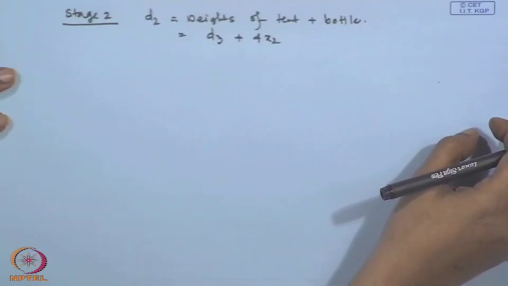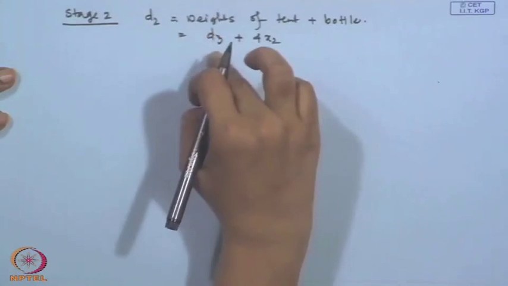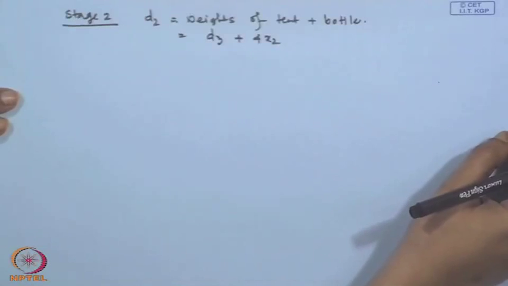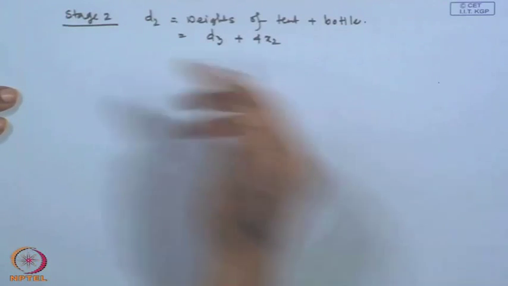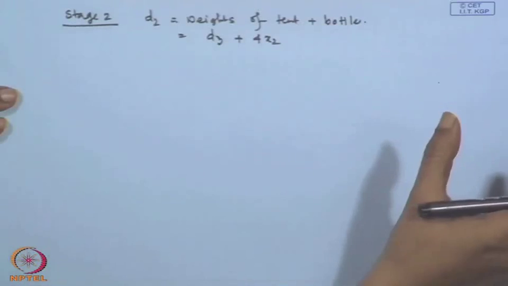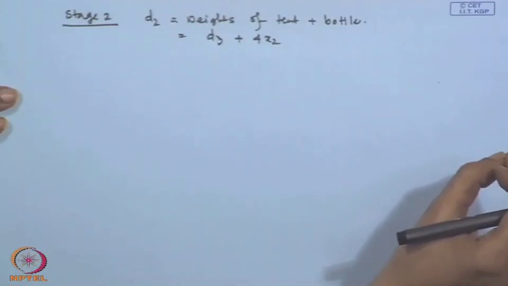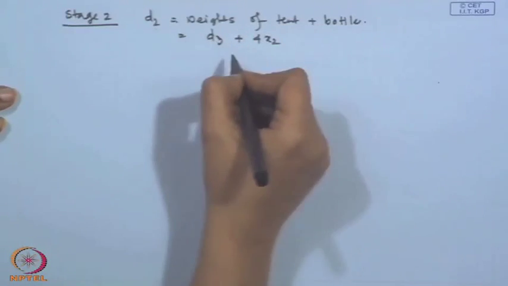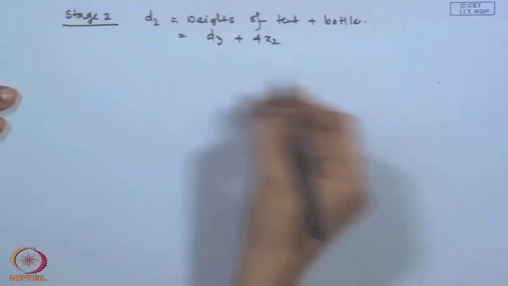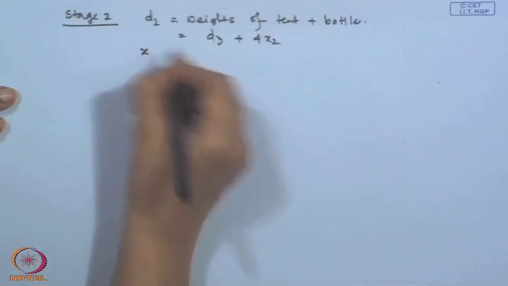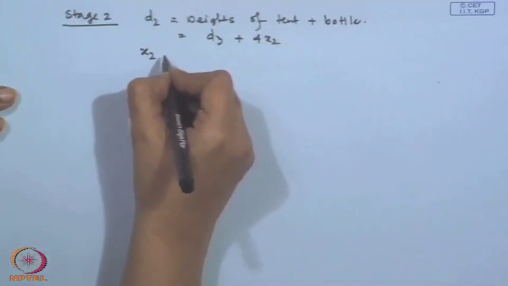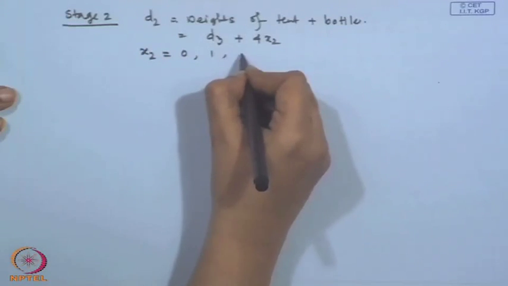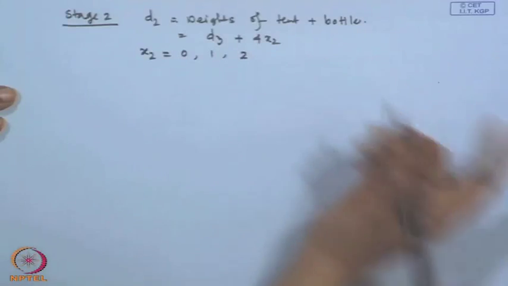If this is so, then D2 is the variable, and there is a name for this D2 variable. I will just name it formally later on. I will tell that for each stage there is a set of state values, there is associated state variable, that part I will discuss later on. We can see that D2 is equal to D3 plus 4 x2, and what else we can say? Since the weight of the bottle is 4 kg, then either we can consider x2 equal to 0 or 1 or 2 at the most, not more than that.